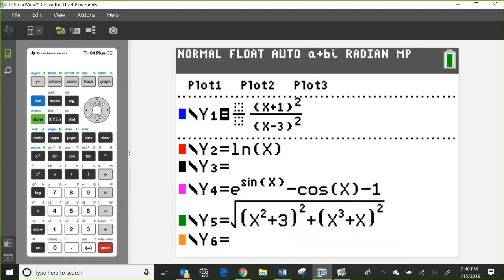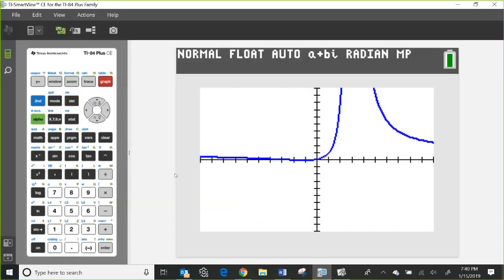So let me delete that. All right, so there's the first one. Remember that if the equal sign is black, that means that's turned on. That's what we'll graph, and the rest of them won't graph if the equal sign is not black. So we're going to graph it.